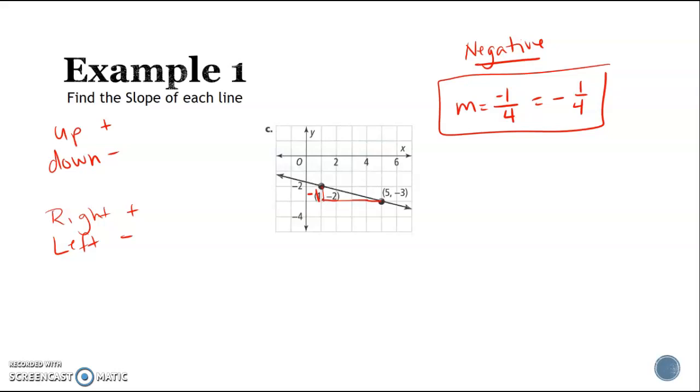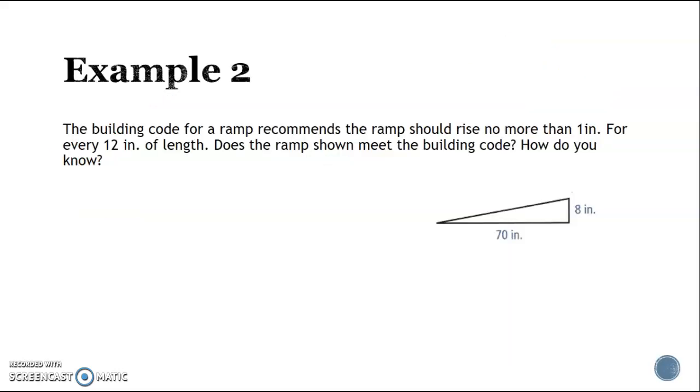We have one more example in this video. Example 2. So we've got a little bit of a real world problem here. The building code for a ramp recommends that a ramp should rise no more than 1 inch for every 12 inches of length. So they're saying that for every 1 inch of rise, we should only run a length of 12 inches.